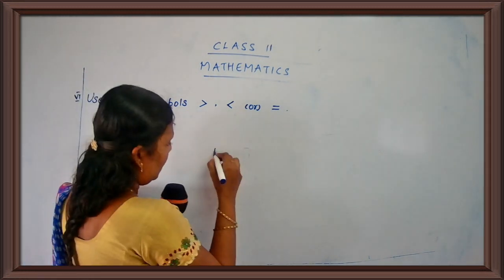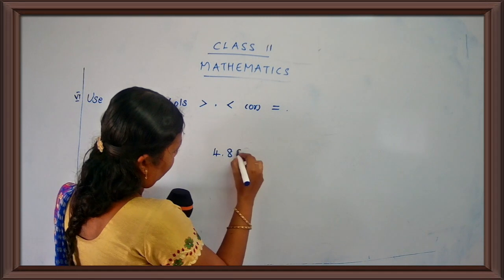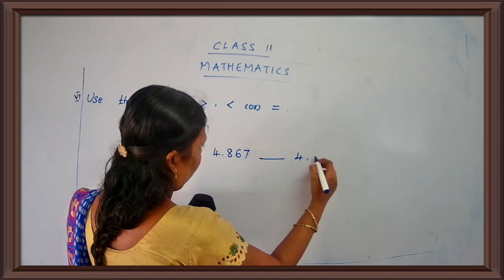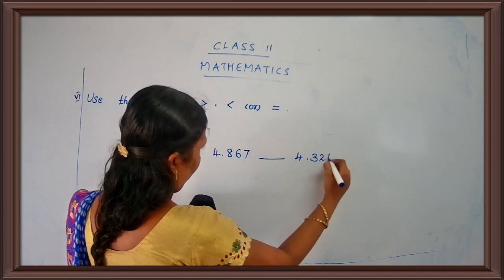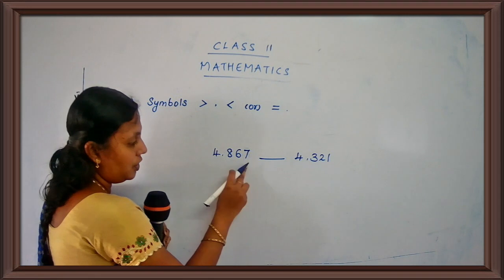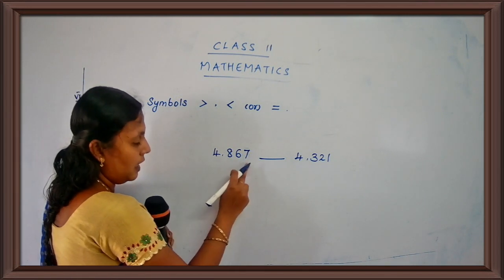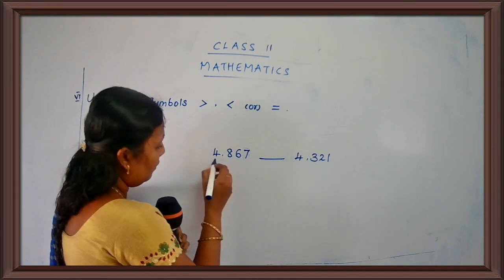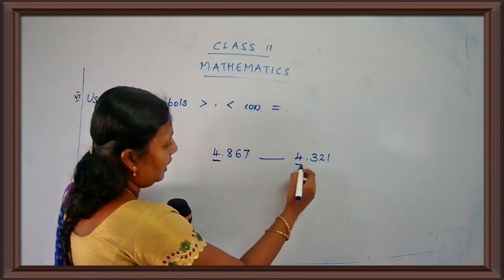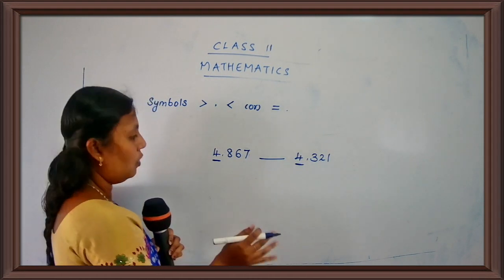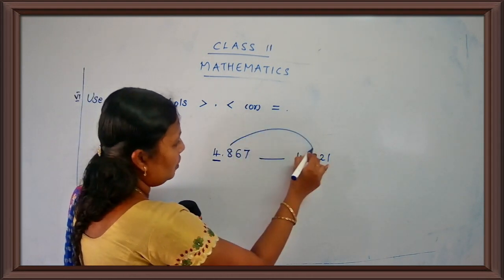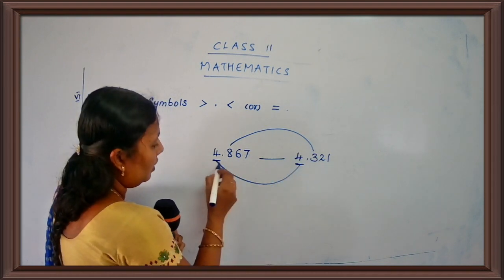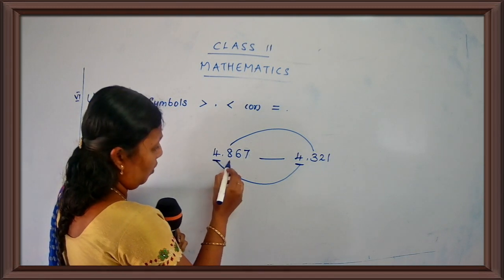Okay children, see here. Now here is a 4-digit number. Yes, 4867, 4321. Is that right, children? Yes. Okay, first of all you see the first digit, 4, here also 4. Okay, same value, so no need. Next you compare the next digit. Okay, first 4 and 4 are equal, then we will see the next one, the 100s place.